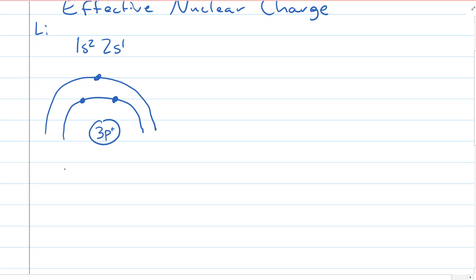So the way that we would calculate the effective nuclear charge is like this. We would take the nuclear charge, and the nuclear charge is simply what is the charge in the nucleus, which in this case is 3 positive, and then we'd subtract out the number of electrons that are said to be shielding the valence electrons from that nucleus.